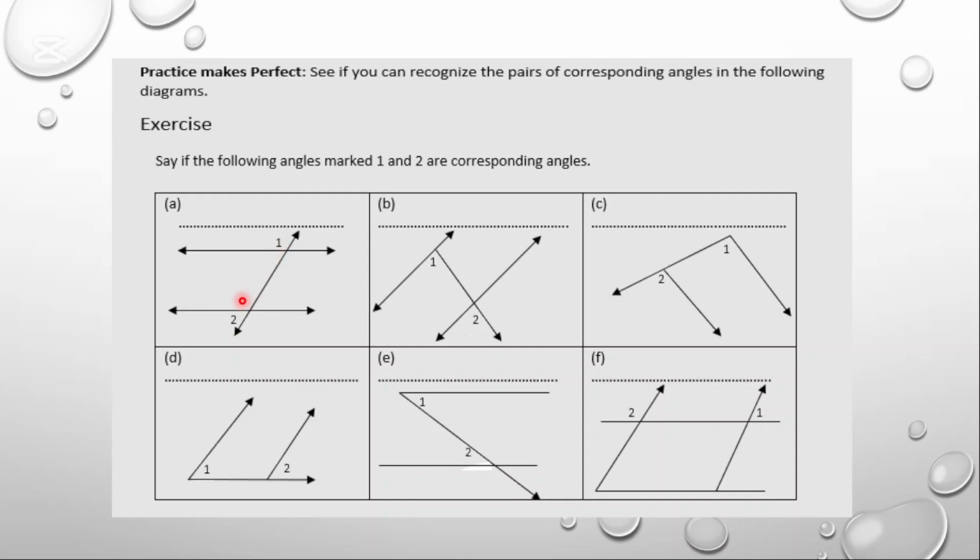One and this angle here, they are corresponding. Here we have two lines again. Below the parallel line, below the parallel line. Both of them on the left hand side. Yes, they are corresponding. Here we have two lines. Left hand side, left hand side. Right. Yes, they are corresponding.